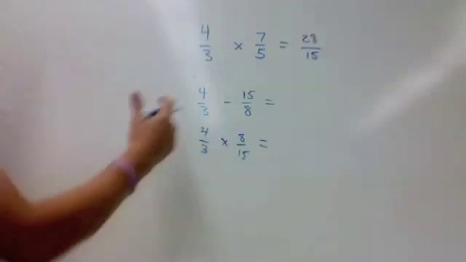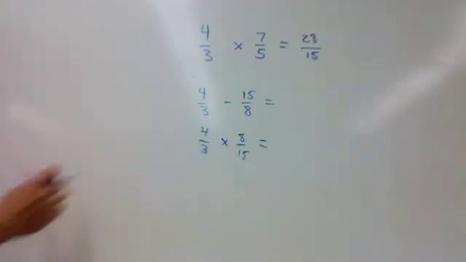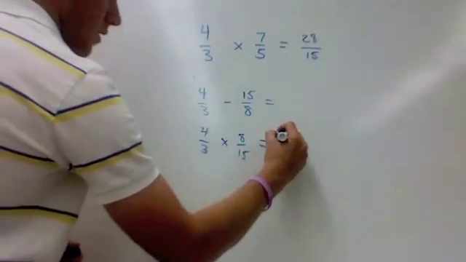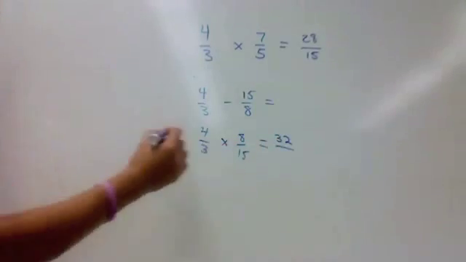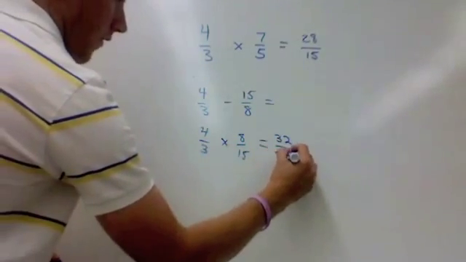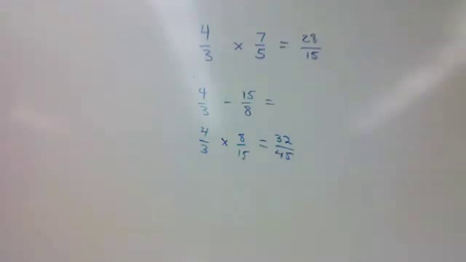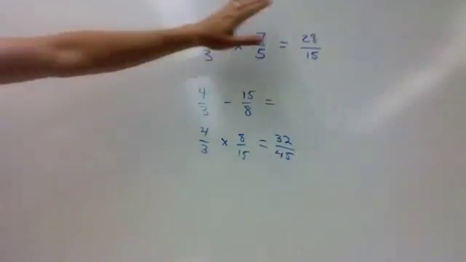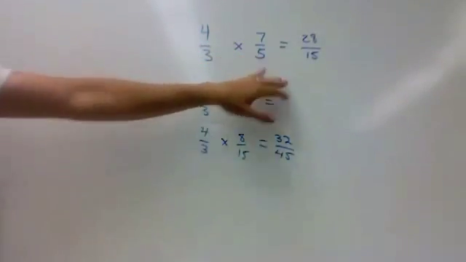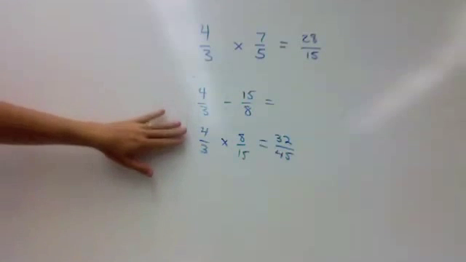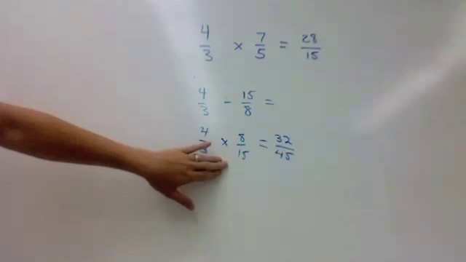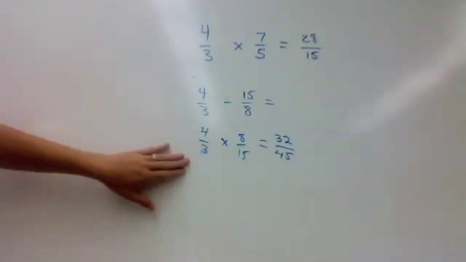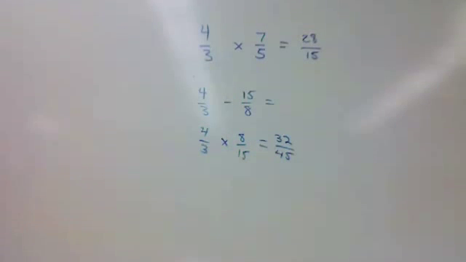Now that we've got that, we'll simply multiply across. 4 times 8 is 32. 3 times 15 is 45. And there's your final answer. So just keep in mind, in multiplication, we multiply the numerator times the numerator, the denominator times the denominator. When we divide, we keep our first fraction, change our sign, and flip the next fraction. So keep it, change it, flip it, and we'll get our final answer.